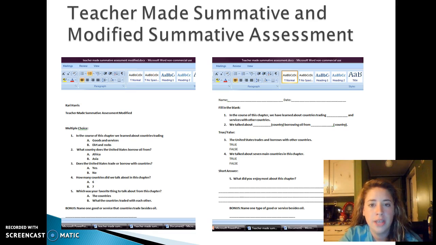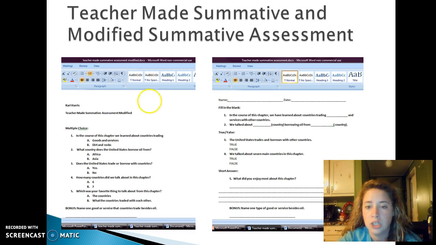On the teacher-made summative and modified summative assessments, on the modified one, I did the same thing, but this is for an overall understanding of the whole unit that I would have taught over these goods and services. I still only gave them 2 choices. Even for a bonus, I just said, name 1 good or service that countries trade besides oil, giving them a tip, making it easier if maybe they could remember.